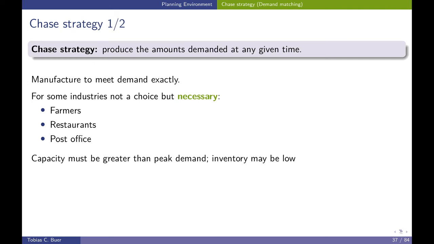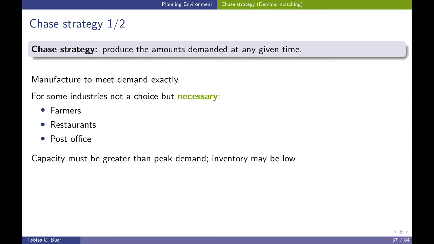So what does the chase strategy look like? The first of our basic strategies. The idea is we want to produce the amounts demanded by our customers at any given time. So if we look at months as planning periods, then for the next 12 months we want to produce in each month the number of items that are required by our customers in that month. So we try to meet the demand exactly.